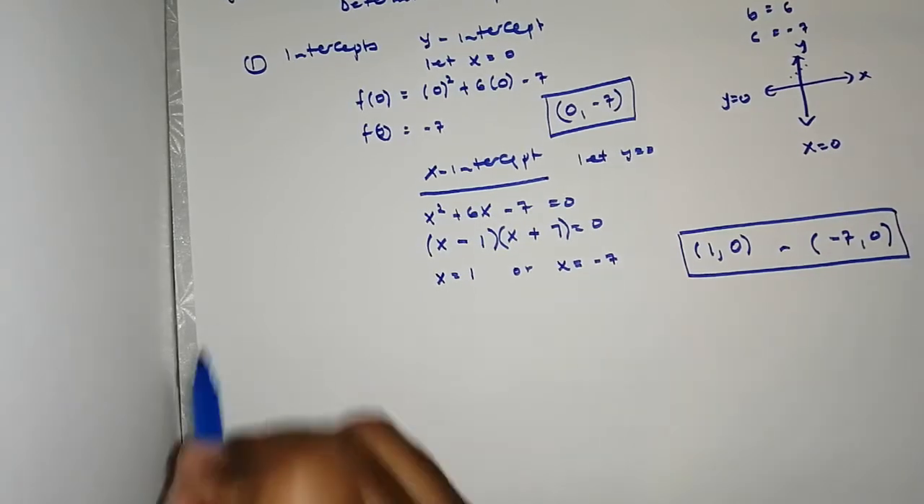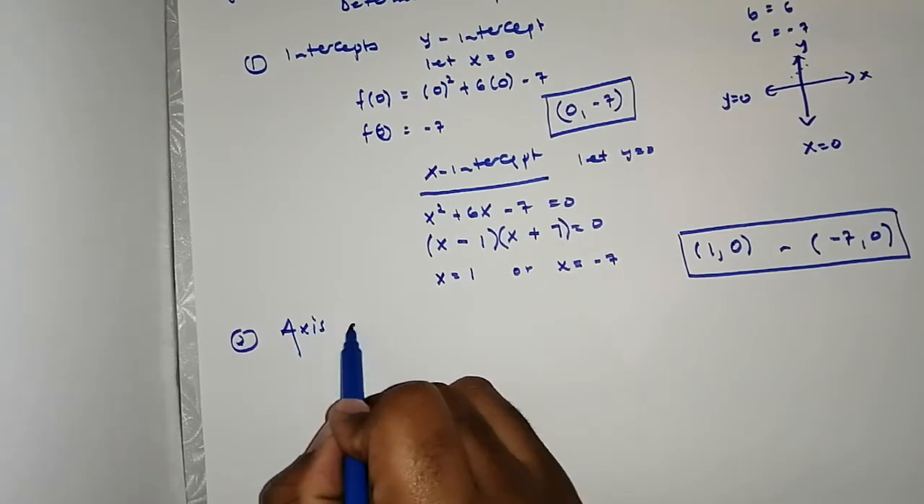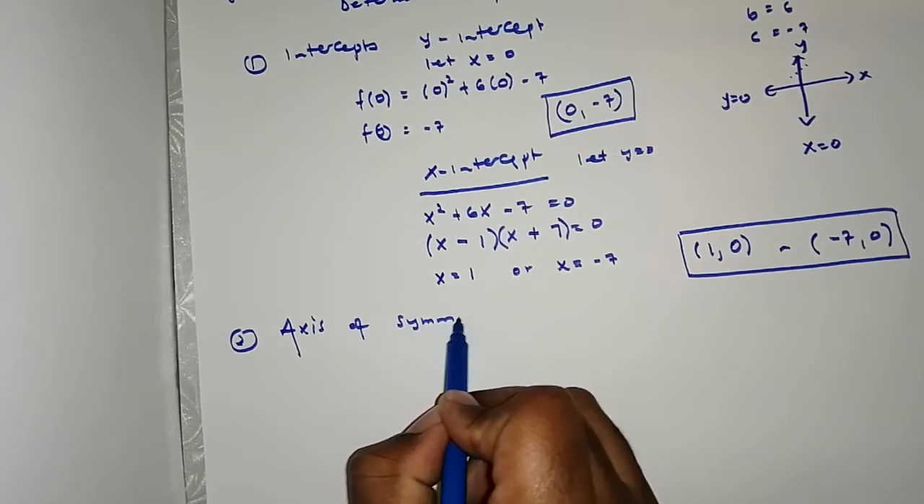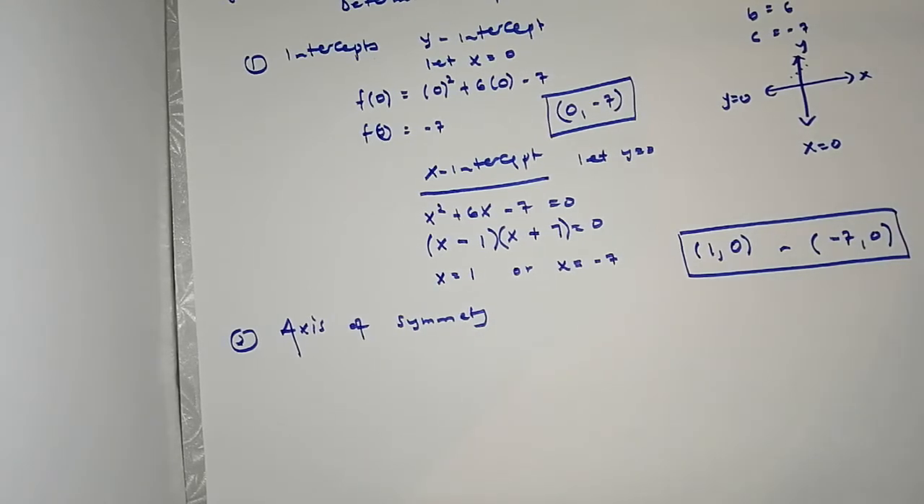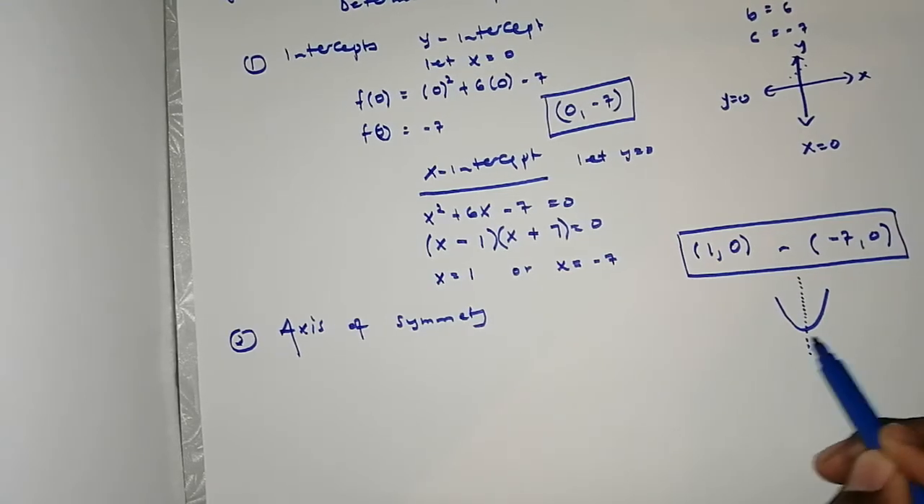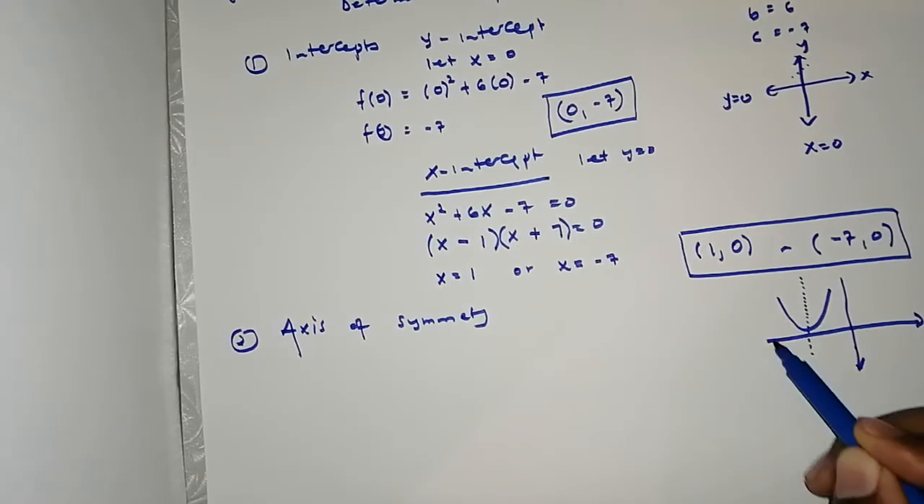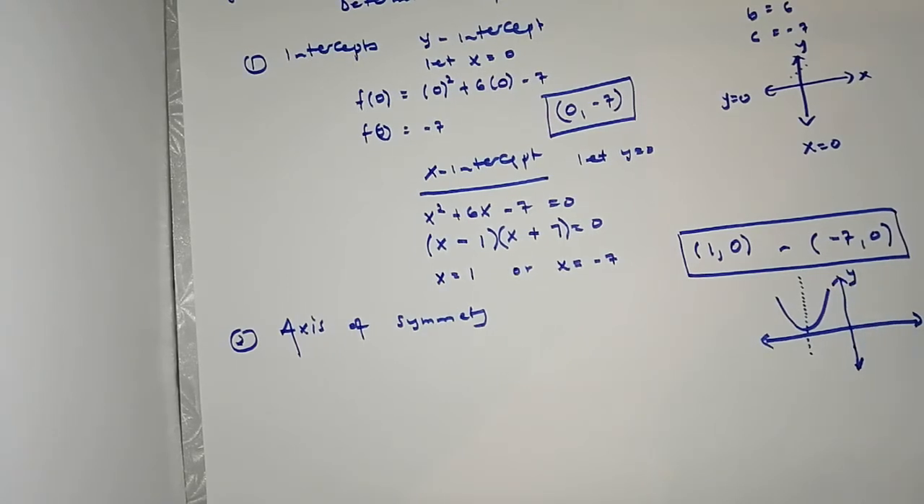Secondly, we're going to find the axis of symmetry. The axis of symmetry is the line that's going to divide the graph into half. I was in love with the first quadrant in the previous video, so let's put it on the second quadrant now. It's going to be x equals something. Obviously, here it's going to be x equals a negative value. This is just an example.